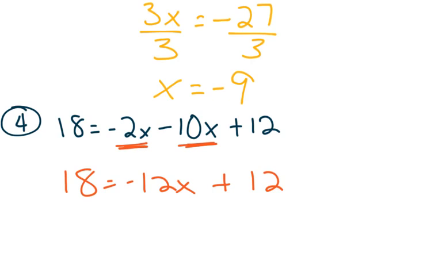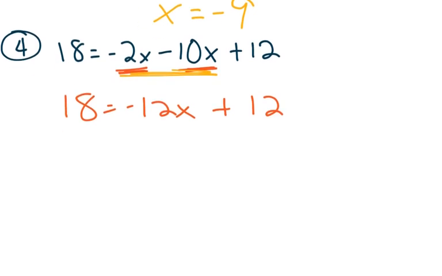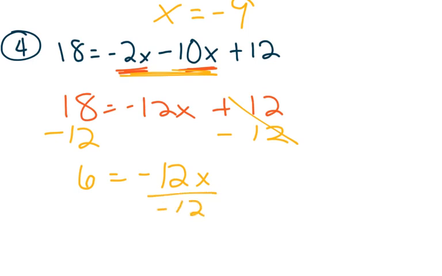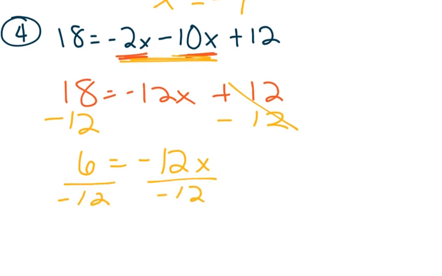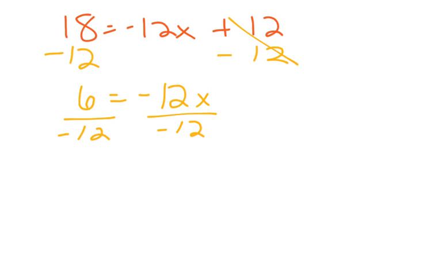And once again, we're basically to the same type of problem. Once you can get the equation to something that looks like this, it's really the same problem over and over. We're just using different numbers. Get rid of the adding by subtracting. 18 minus 12 is 6. Negative 12x, those go away. Divide both sides by negative 12. 6 divided by 12, you think of it as a fraction.